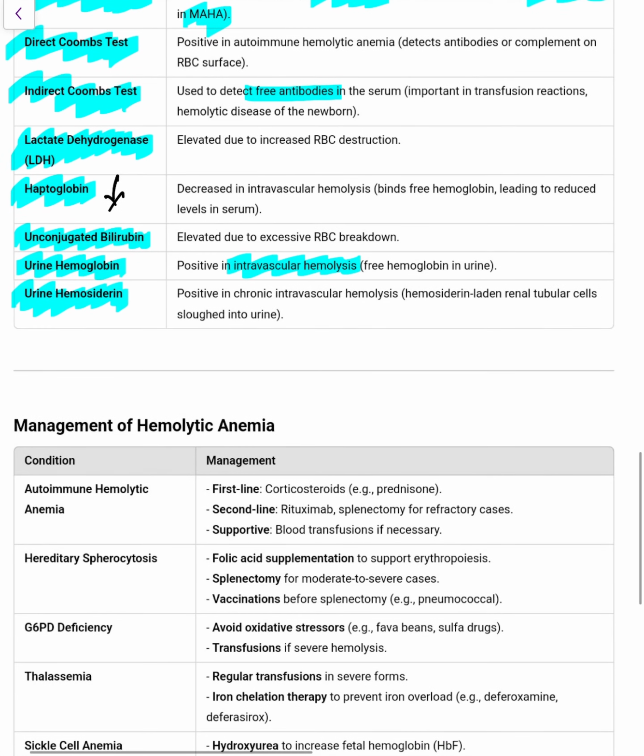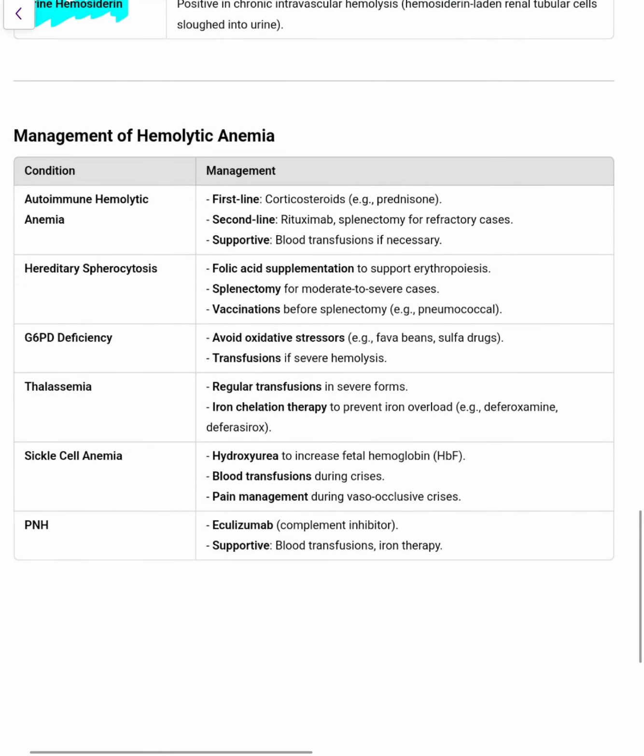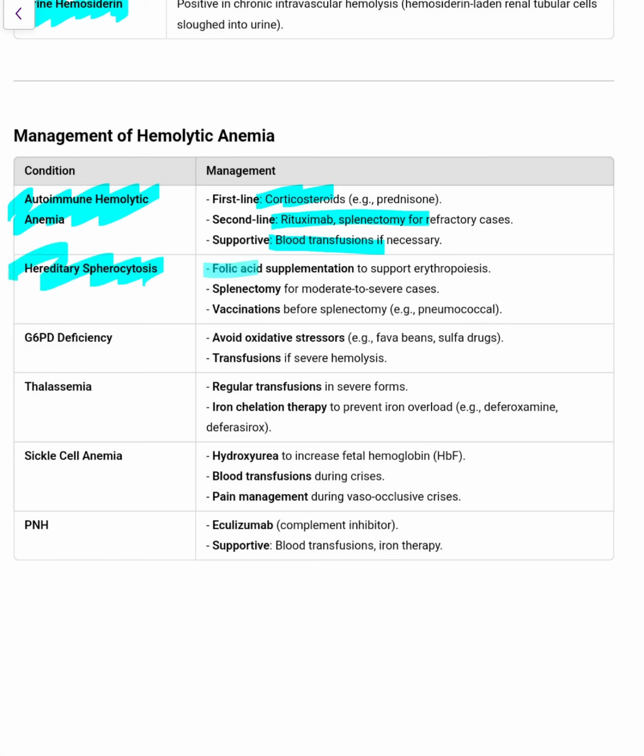Next, even splenomegaly we can look for. Splenomegaly, as I said, is more commonly seen in extravascular hemolysis. When the breakdown is happening in the spleen, the splenomegaly will be significant. But in intravascular, it will be there, but not that much. Okay. Management, you will see a brief discussion. Autoimmune hemolytic anemia, you use first line steroids, second line rituximab, splenectomy, and blood transfusions. Hereditary spherocytosis, folic acid supplementation, splenectomy, and vaccination we have to do.